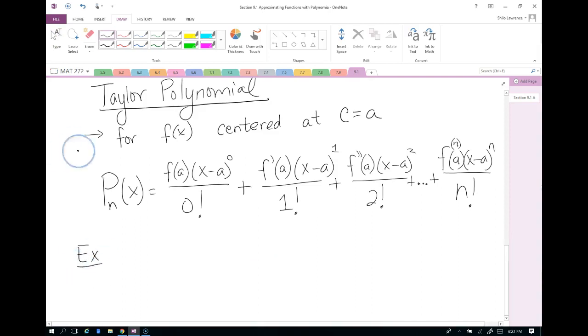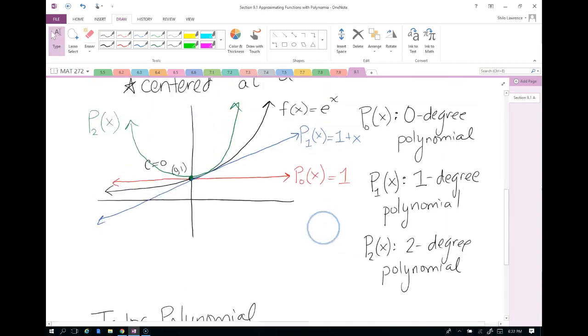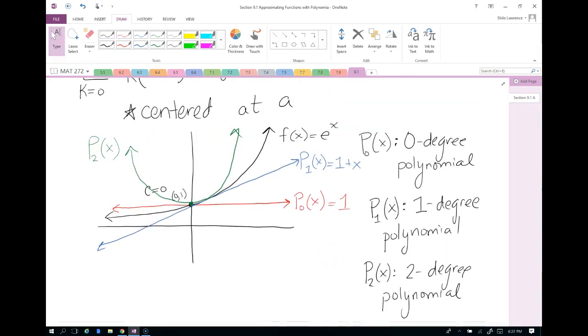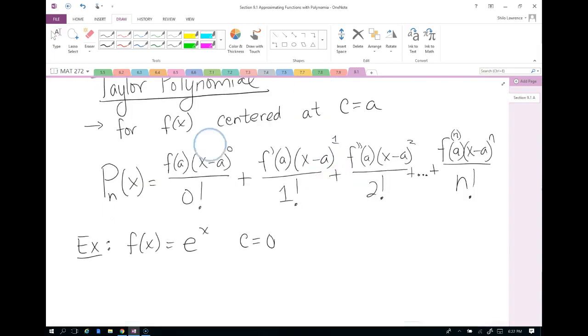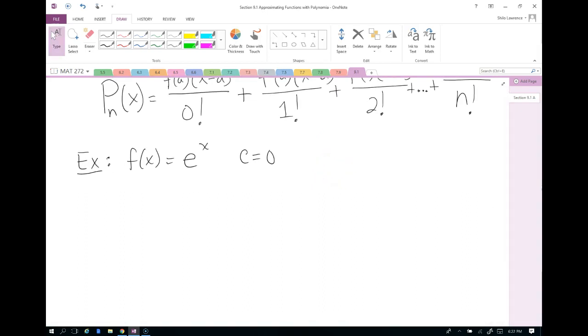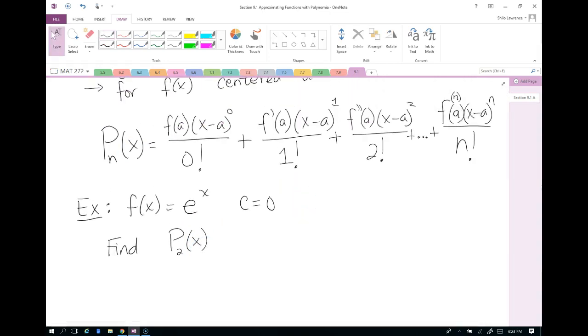So let's look at what exactly this would look like with the graph we did above, because I did not give you the second degree polynomial match. I just said this would be p sub 2, but I didn't say what the formula would be. So we're going to find p sub 2 of x, which means I need to go all the way out to my second derivative. You always include all of the terms before it.